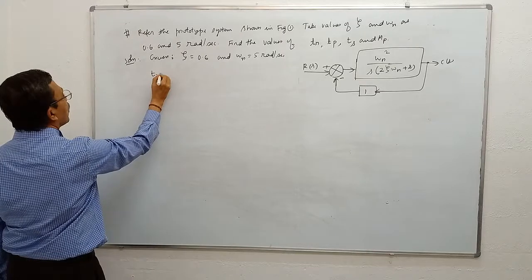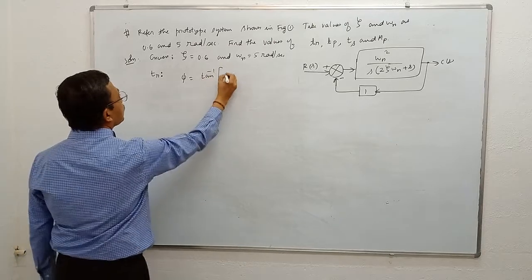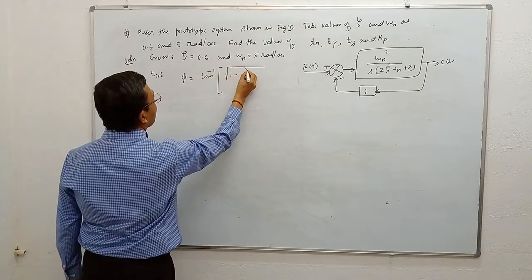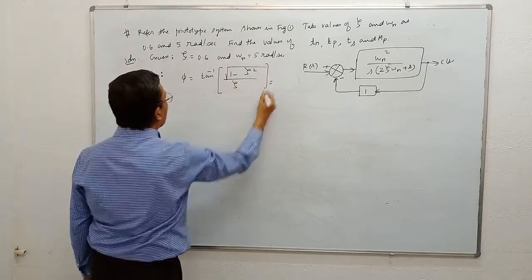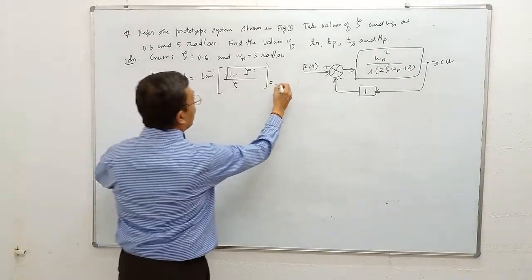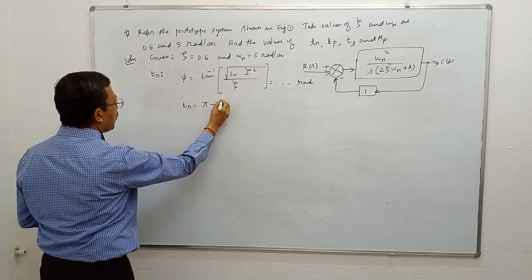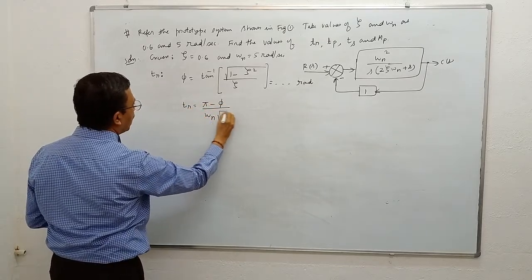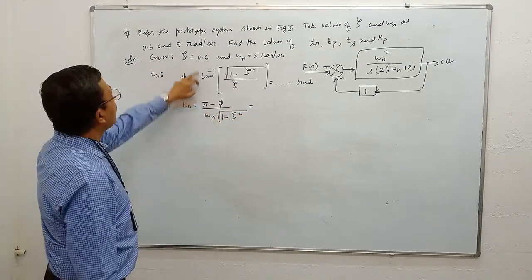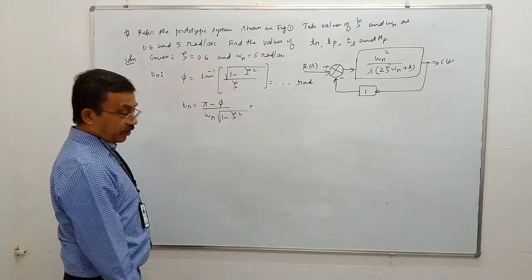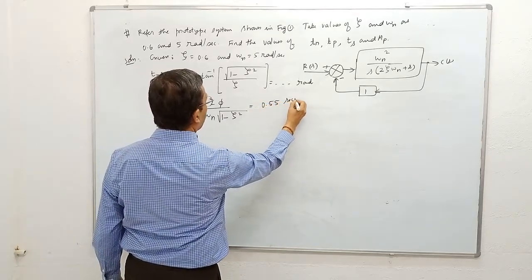So first we will calculate the rise time Tr. Phi is equal to tan inverse of square root of 1 minus zeta square divided by zeta. Put the calculator in radian mode. Phi must be in radians. The formula for Tr is Tr equal to pi minus phi divided by omega n into square root of 1 minus zeta square. You know phi, zeta and omega n. Substitute and take out the answer. The answer is 0.55 seconds.